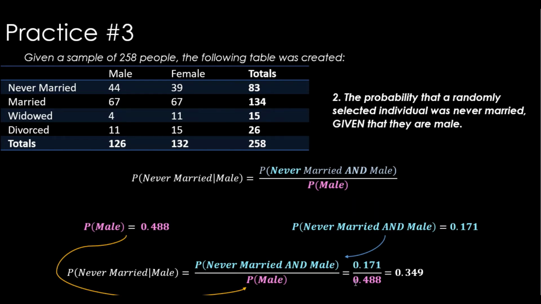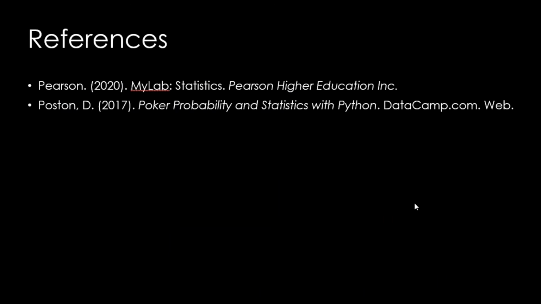0.171 divided by 0.488 gives us 0.349. So we know that the probability of selecting an individual who's never married, given that they are male, is roughly 34.9%. And with that, we've covered 3 of the most common general probability concepts.